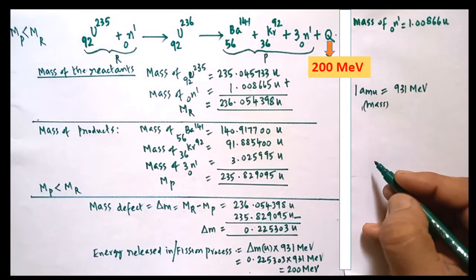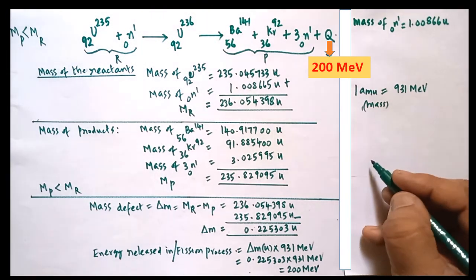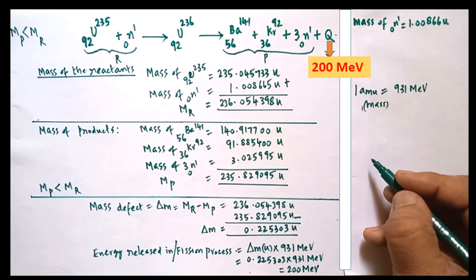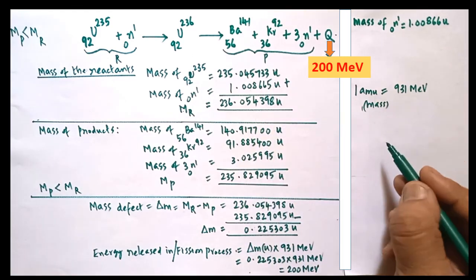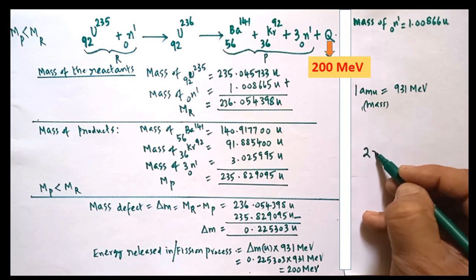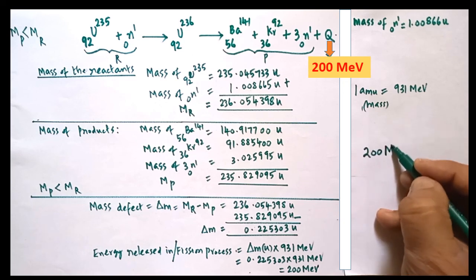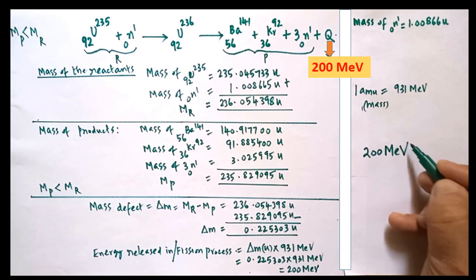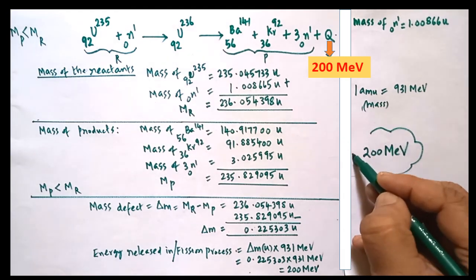Don't forget the value. This one may be asked in examination. When one single uranium atom or nucleus is split into these fission fragments, clear, that is called one fission process. In each fission process, how much amount of energy will be released? 200 million electron volt. Here I have highlighted.